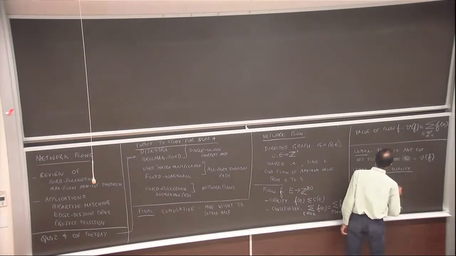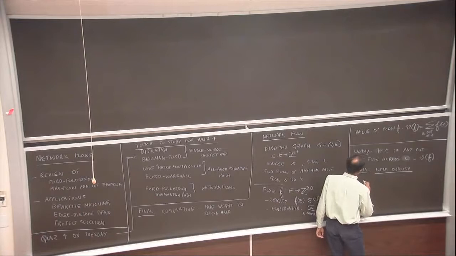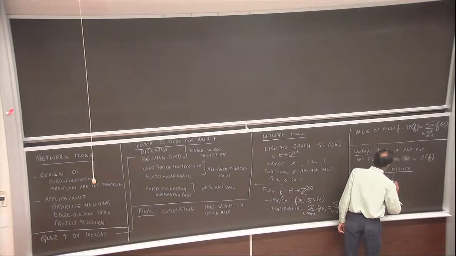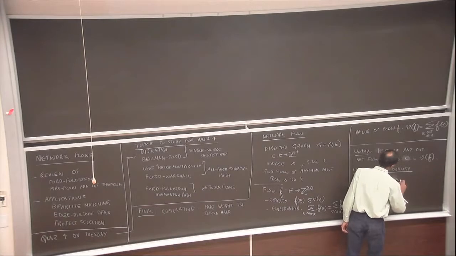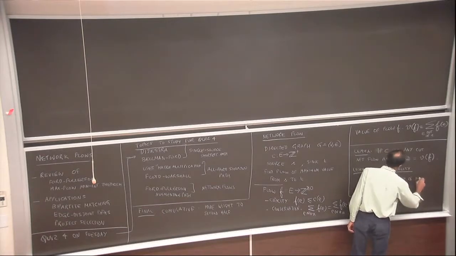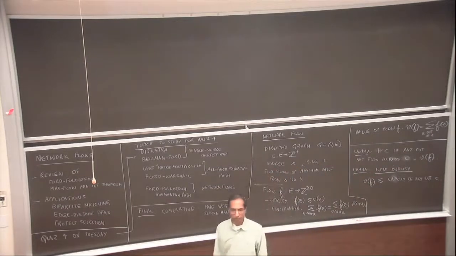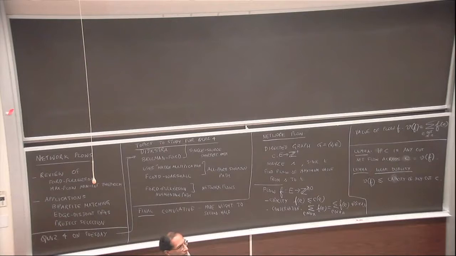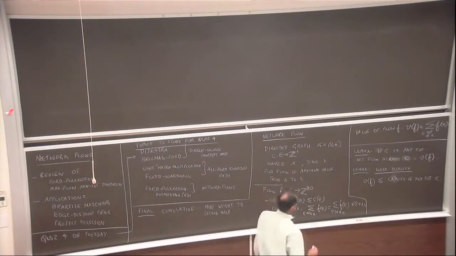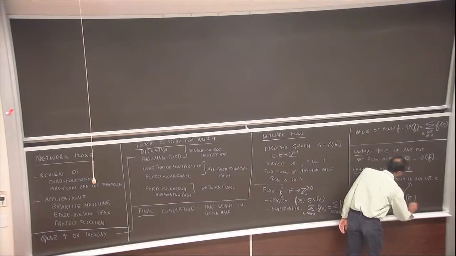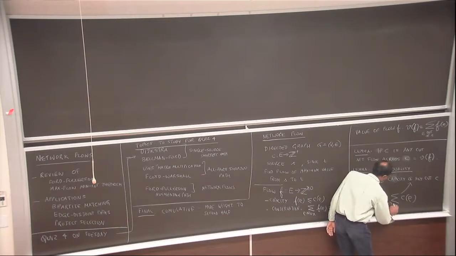One other lemma is called weak duality: the value of the flow is less than or equal to the capacity of any cut. Okay, what's the capacity of a cut? It's the total capacity of the edges going from the S side to the T side. It's the summation over all the edges going from the S side.